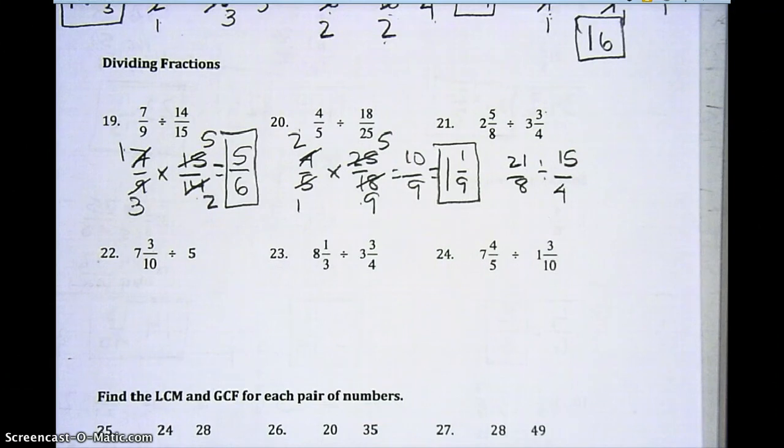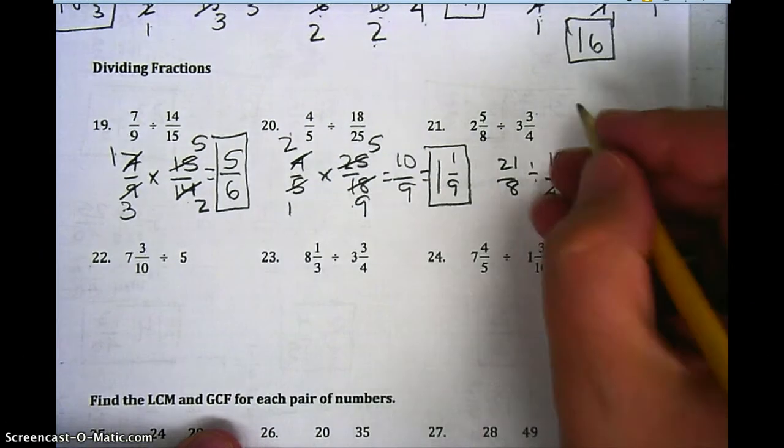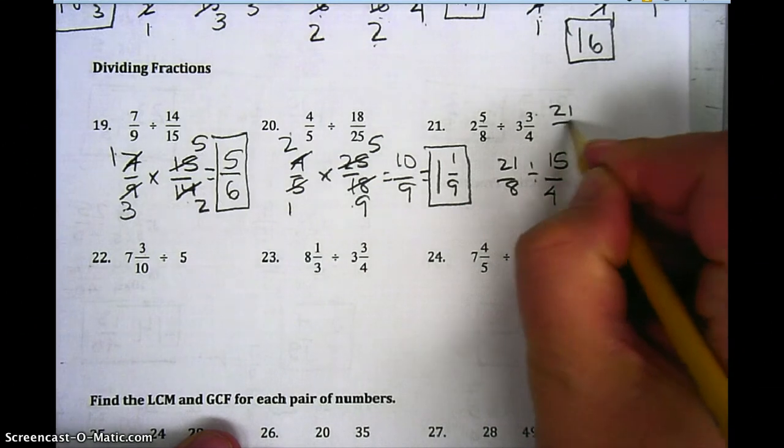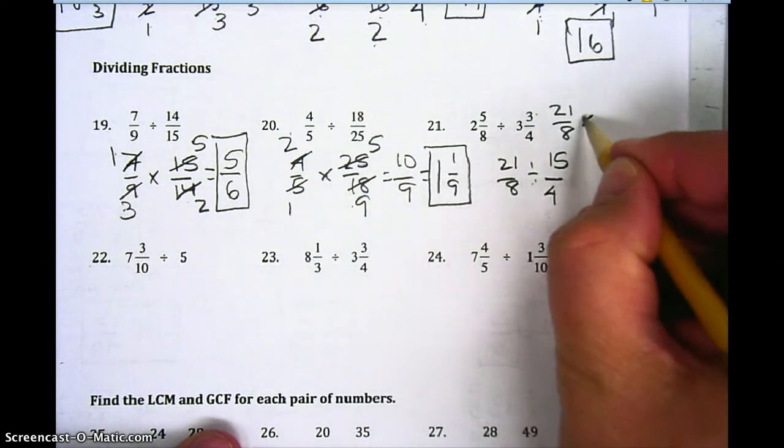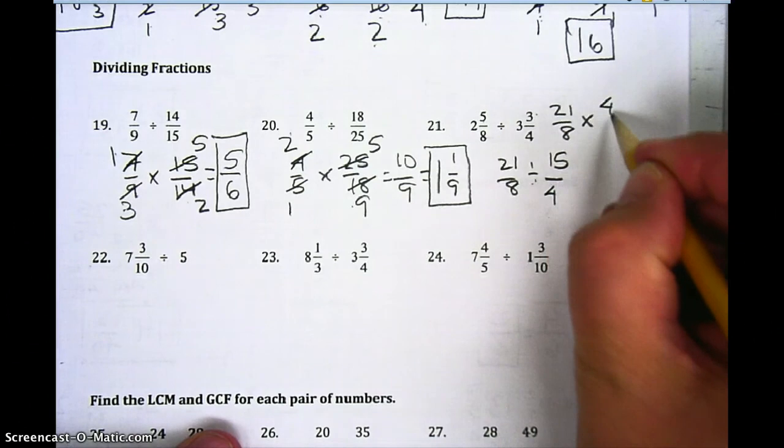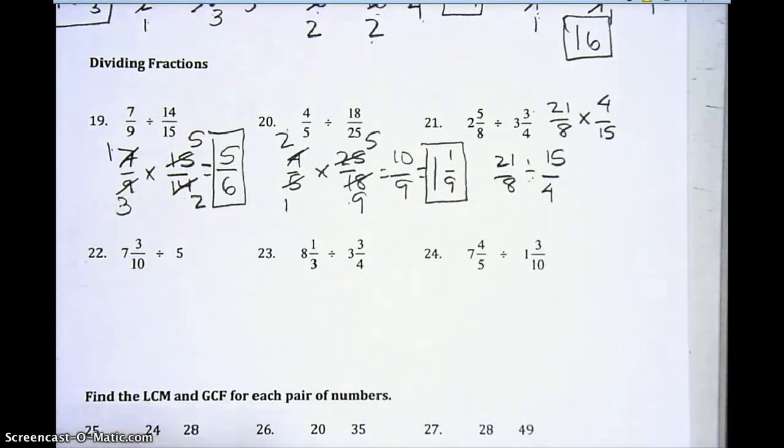So now let's change it to a multiplication problem. I have to copy, change, flip, or flip the second number and multiply. So if I do that, it's going to be 21/8. That's the copy. I changed division to multiplication, and I flip that. Now I can reduce it and then multiply, because I don't want to multiply such big numbers and try to reduce those big numbers. I'd rather reduce them when they're smaller and then multiply smaller numbers.